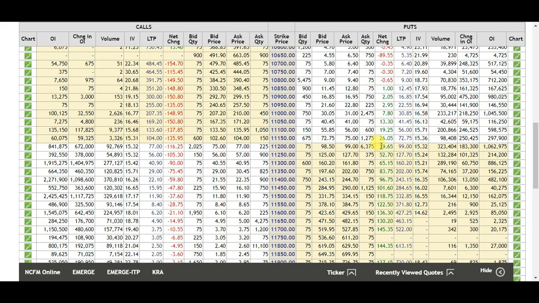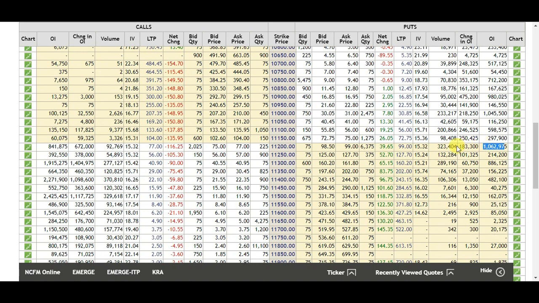Over here we can see that net change is plus 39, the change in open interest is almost 1.8 lakh contracts, and the cumulative open interest is almost 10 lakh contracts. So it means the put buyers bought the contracts at strike price 11,200. The difference between change in open interest and open interest is almost 8 lakh contracts.